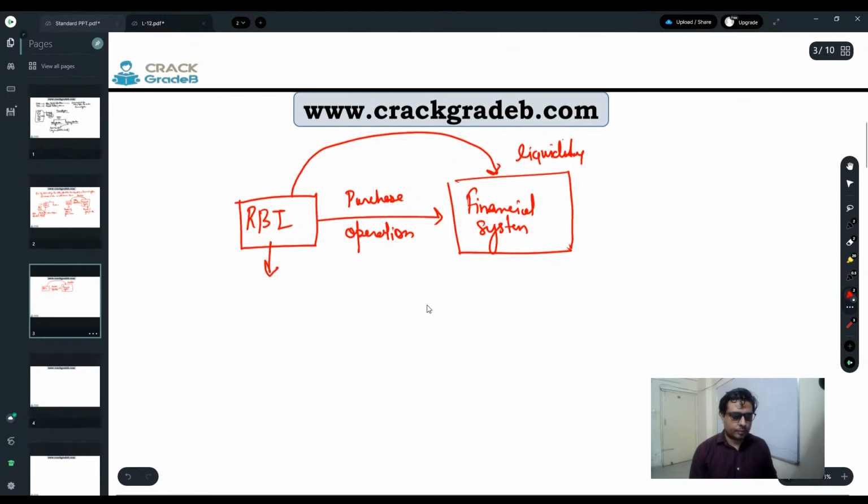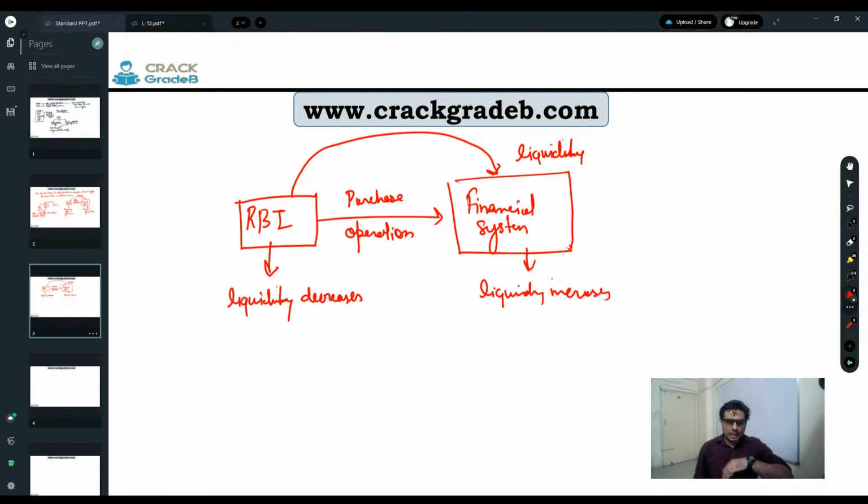So RBI's liquidity decreases, and the financial system's liquidity increases, right? When RBI wants to increase the liquidity, RBI will go for a purchase operation, right?